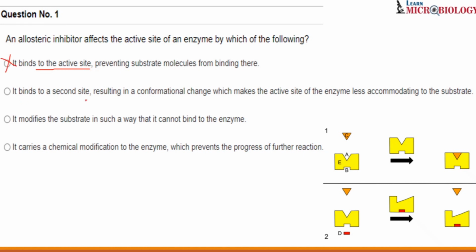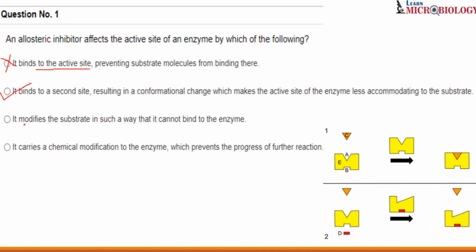Moving to the second option, it binds to a second site resulting in a conformation change which makes the active site of the enzyme less accommodating to the substrate. What does this mean? It is telling us that the allosteric inhibitor binds to another site, a second site, and this results in the conformation change of the active site. That's correct, right? And because of that, the substrate cannot fit on it. So that is actually our correct answer. So see how easy it was.